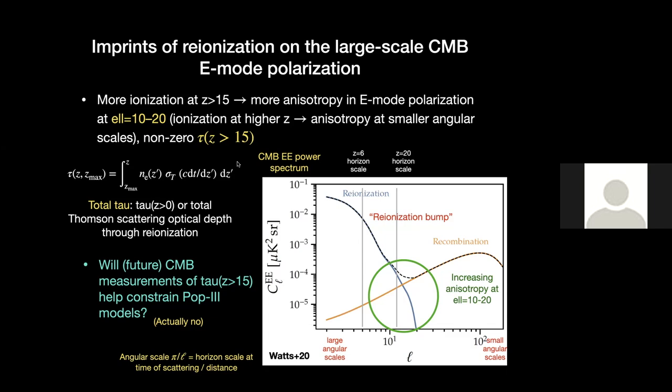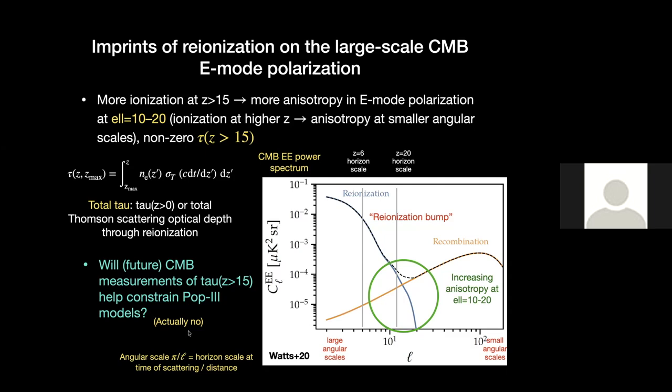So my question in this project is very simple. Basically, will CMB measurements of this tau Z larger than 15 be helpful in constraining POP3 models? And you see a little bit of a spoiler here, the answer is actually no. So I'll talk about how we got to this conclusion, but the important thing to mention here is that POP3 modeling is highly uncertain. You can basically add various ingredients together to form the most complicated POP3 model ever, but that's not really the point here.